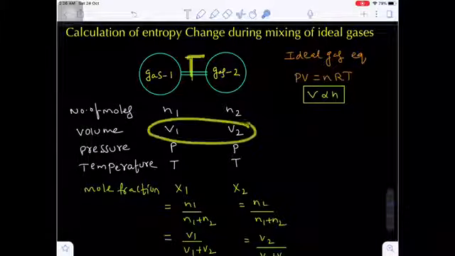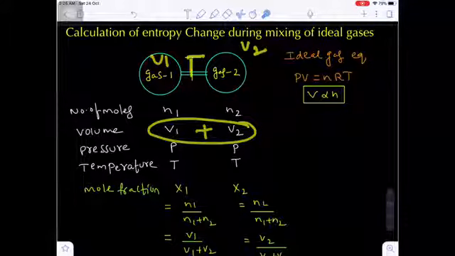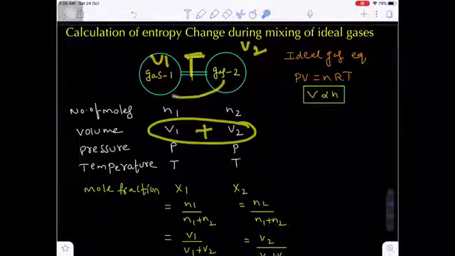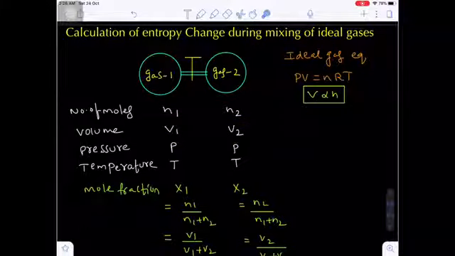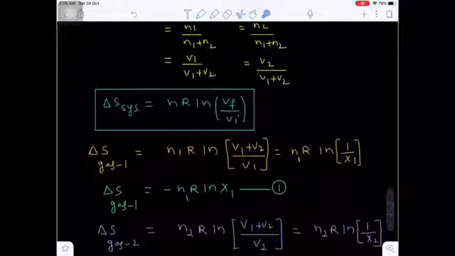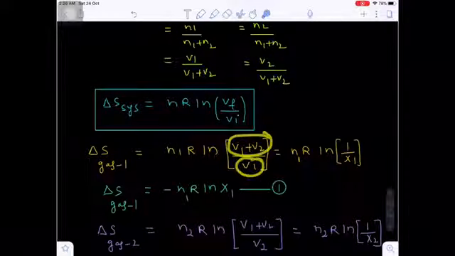What will be the total final volume? That will be V1 plus V2, because this is the V1 volume and this is the V2 volume. We know gases spontaneously intermix. That means gas 2 will come to the left hand side bulb, and from the left hand side glass bulb, gas 1 will go to the right hand side, and they uniformly intermix and establish an equilibrium. Now the final volume is V1 plus V2, initial volume is V1.